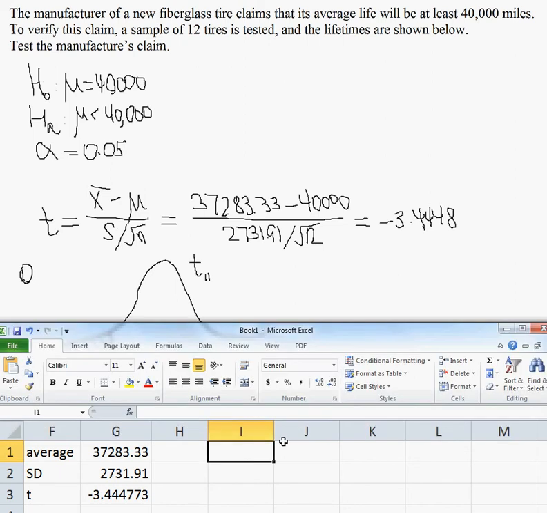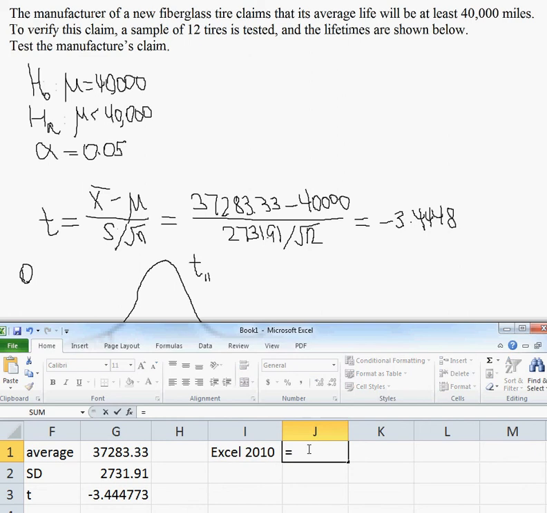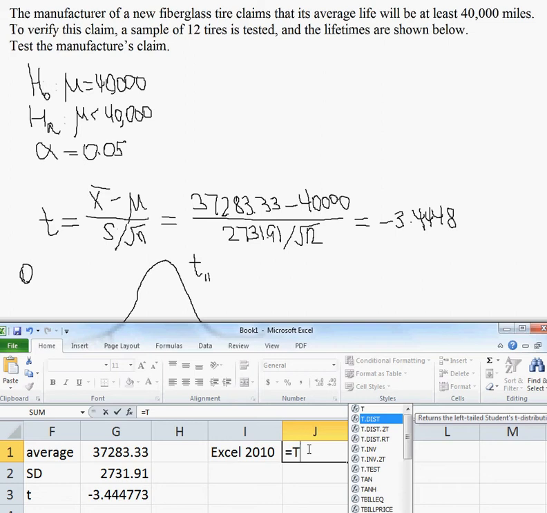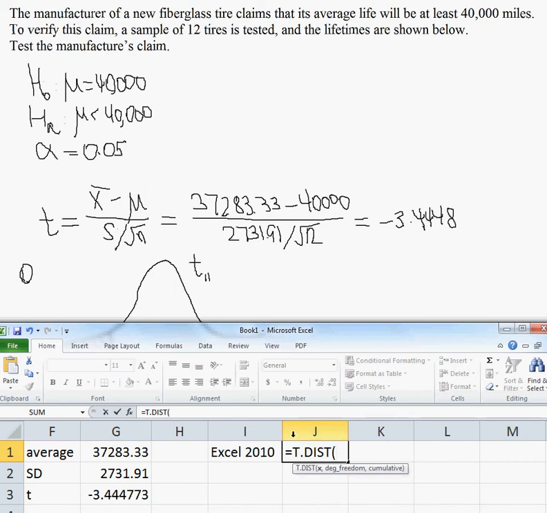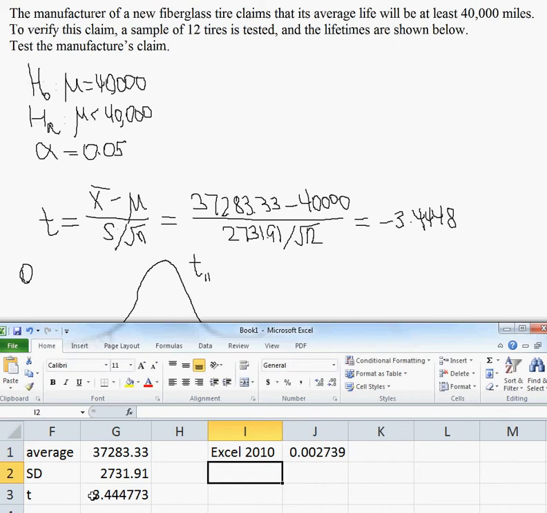Okay, now how do I do that? In Excel 2010, the command goes like this: equals t dot dist, and you see the notation there that it returns the left-tailed student t's distribution, and I have this number with 11 degrees of freedom, and it is cumulative for true. So that returns the area to the left of that mark. So t dot dist kind of works like norm s dist. It returns the area to the left, and so that would be the p-value 0.002739.